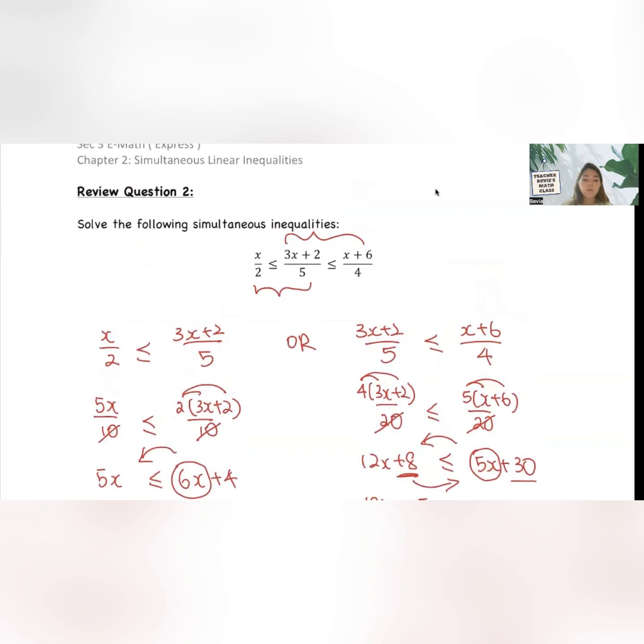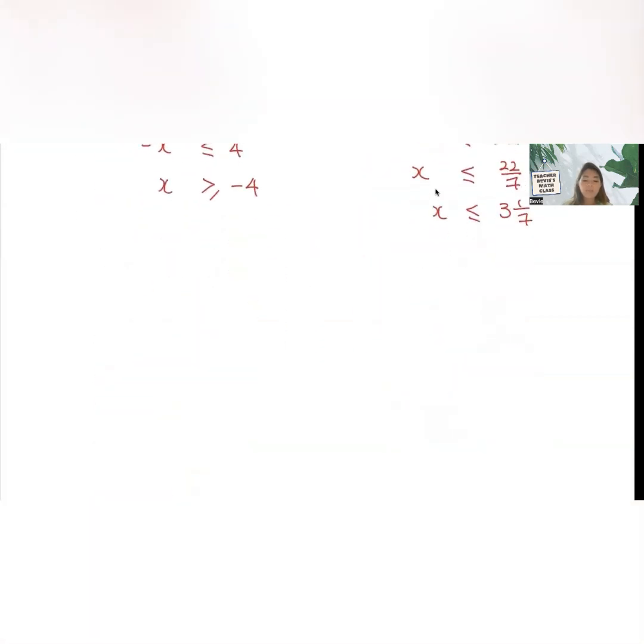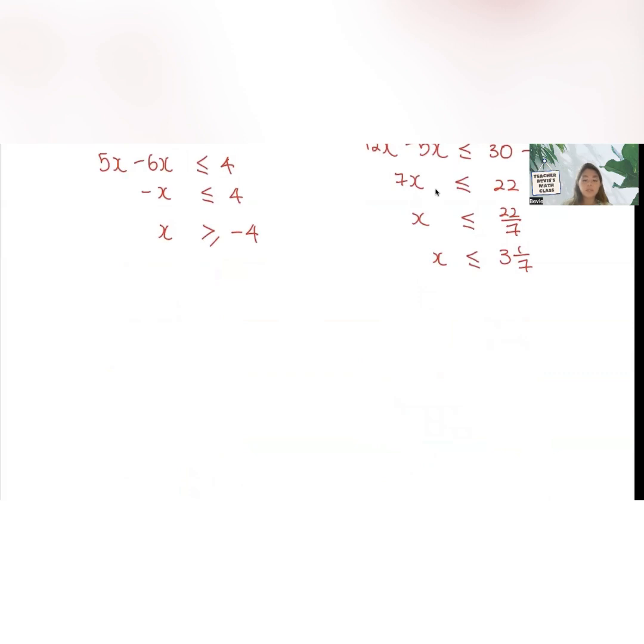Now, looking back at the question, they asked us to solve the following simultaneous inequality. I can also represent it in a simple number line. Okay, with 0 in the middle. On the right-hand side are all my bigger numbers, 1, 2, 3, and 4. And all my negative numbers will be on my left-hand side.